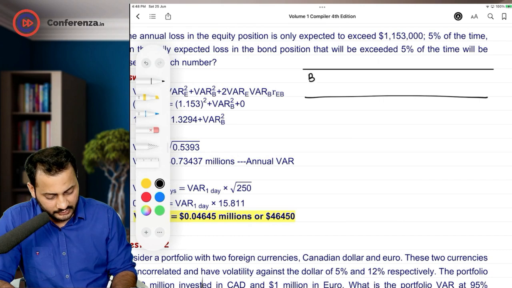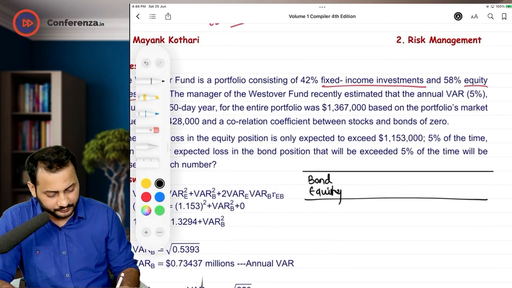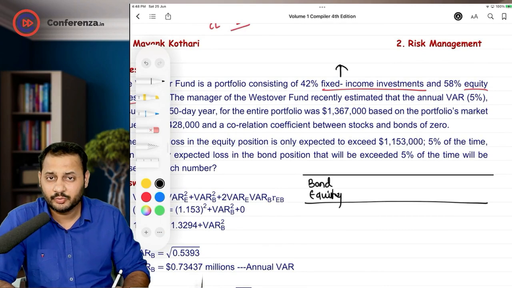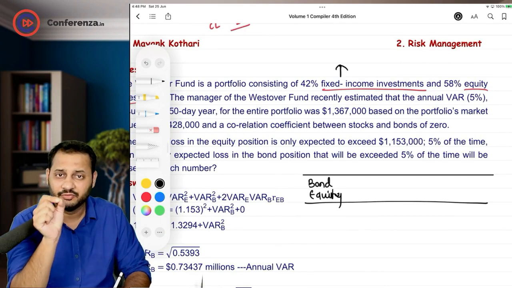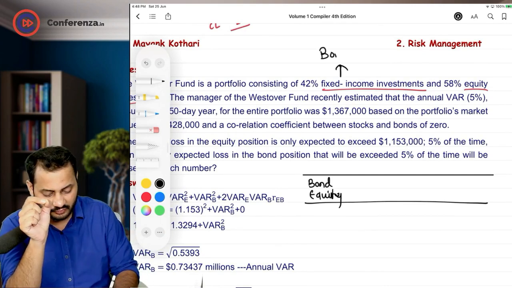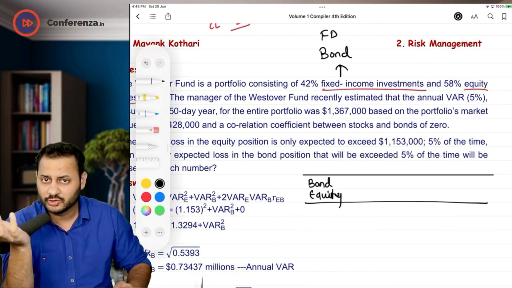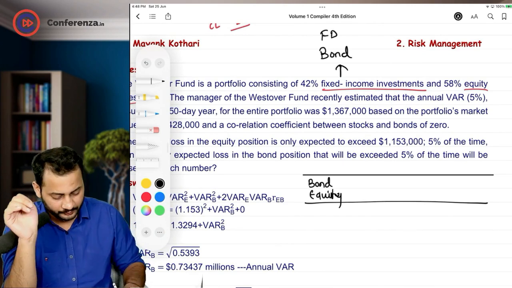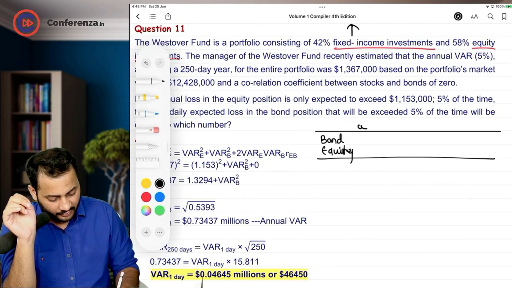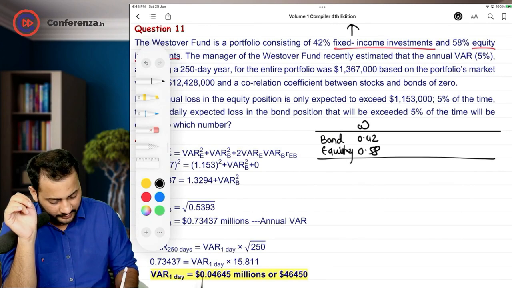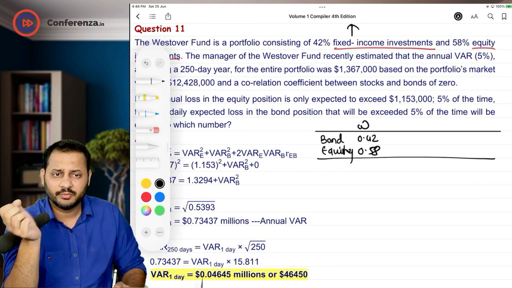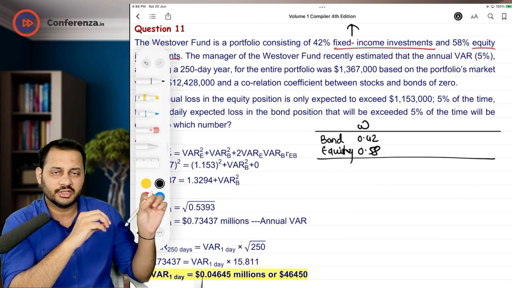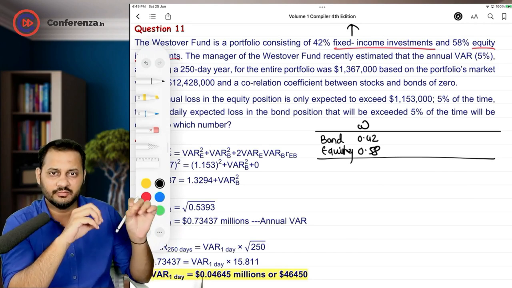We will call it the bond portfolio, and this is going to be the equity portfolio. Now you need to understand one thing: there are many instruments in the market which give you fixed income, and bond is one of them. You can invest in an FD also, the fixed deposit of the banks. Okay, cool. The weight of both is 0.42 and 0.58. Means out of total investment, 58% has been invested in equity and 42% has been invested in bonds.